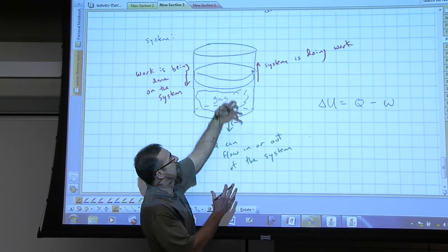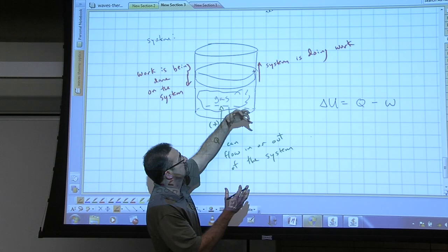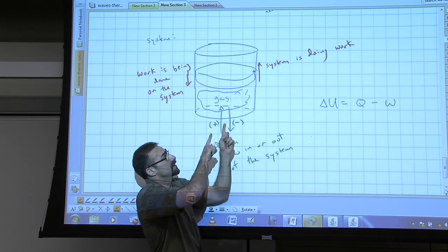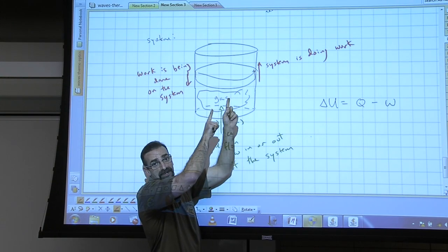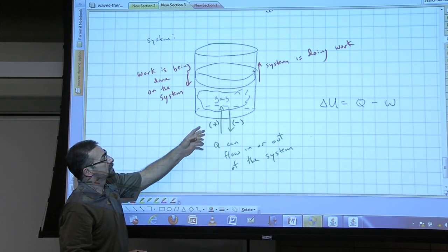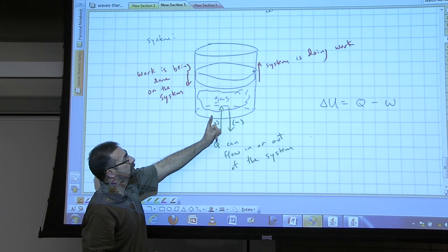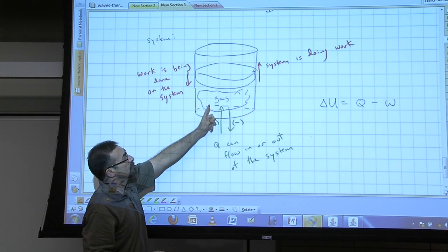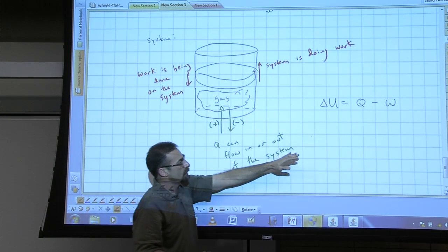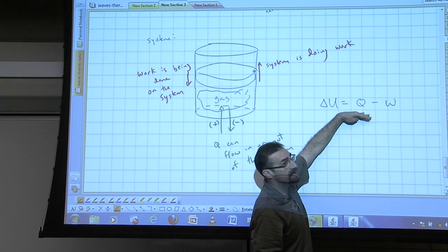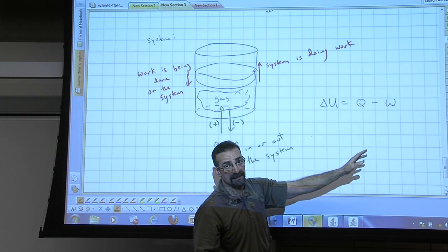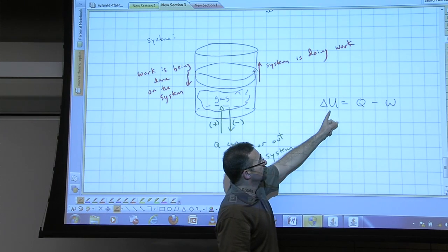If the gas is expanding, if the volume's increasing, the force would be up, and the piston would be moving up. And when the force and the displacement are in the same direction, the work done is positive. So the work done by the system would be positive when it's doing work on the environment. So let's think about what's happening here, because some books write it this way, and some books write it with a plus sign. Let's talk about that for a minute.